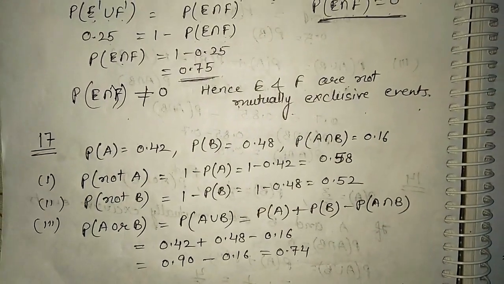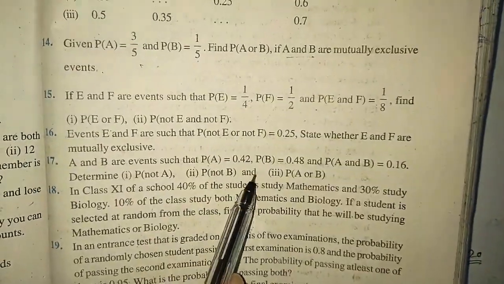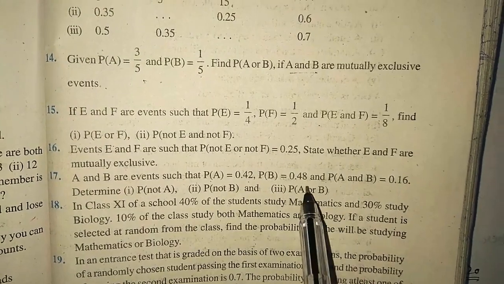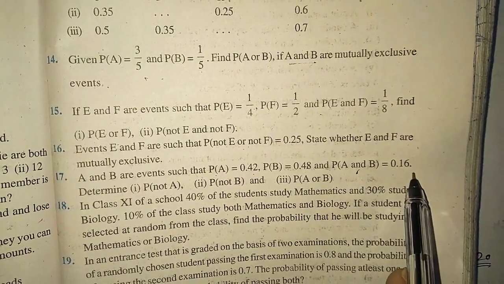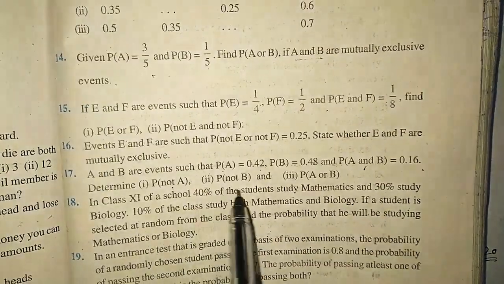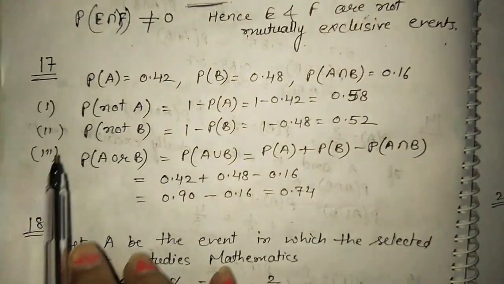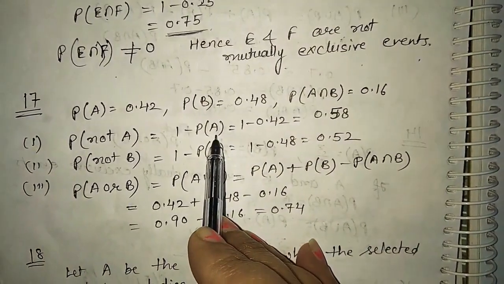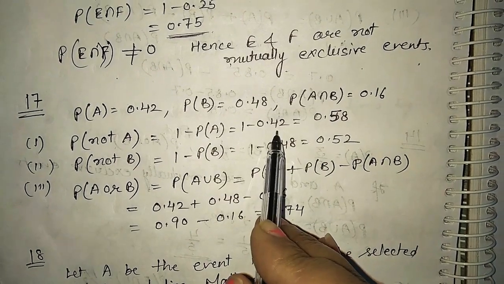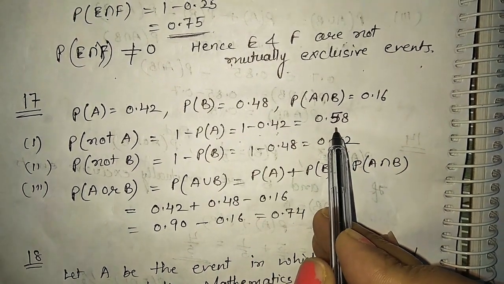Now come to question number 17. In question number 17, A and B are events such that P(A) is equal to 0.42, P(B) is 0.48, P(A and B) means intersection, 0.16. We have to find out P(not A), P(not B), P(A or B). So in these three cases we will discuss P(not A). P(not A) means 1 minus P(A). So what is P(A) here? Given 0.42. So 1 minus 0.42 is 0.58.